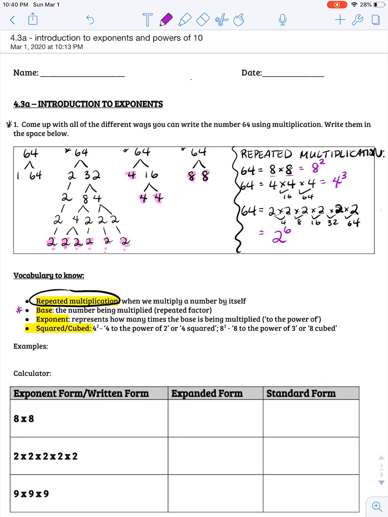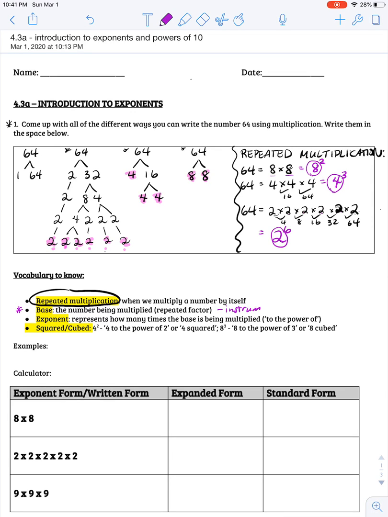The base of the exponent form, or exponential form, represents the number being multiplied. It's whatever the repeated factor is. So in the first example, 8 was the base because it's the number being multiplied. In the second example, 4 is the base. And in the third example, 2 is the base. Think of base as being something big, like a bass instrument.